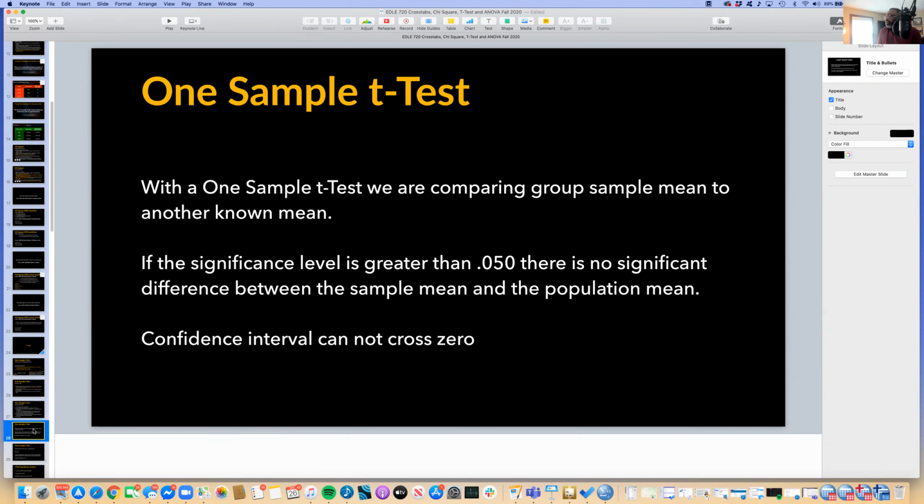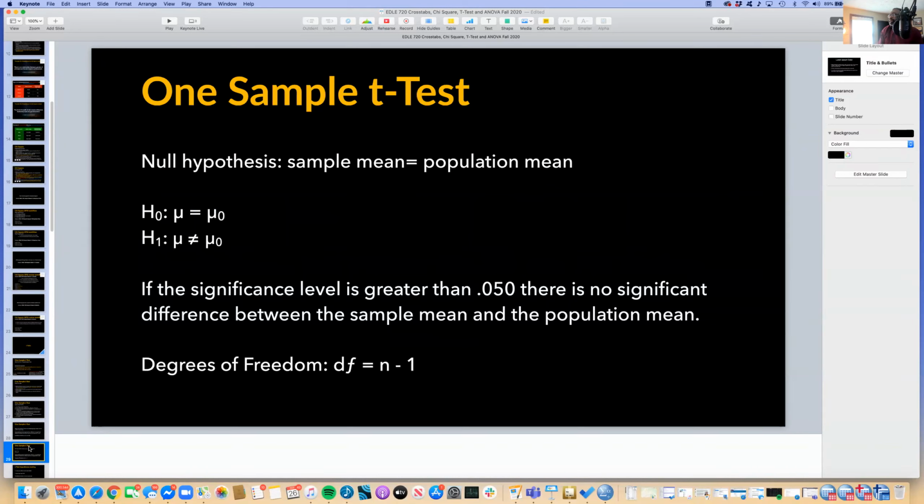Now, when we are running this test, if the significance level is greater than 0.50, there's no significant difference. Basically there's no difference between the sample mean and population mean. And the confidence interval cannot cross 0, and I'll show you exactly what I'm talking about.